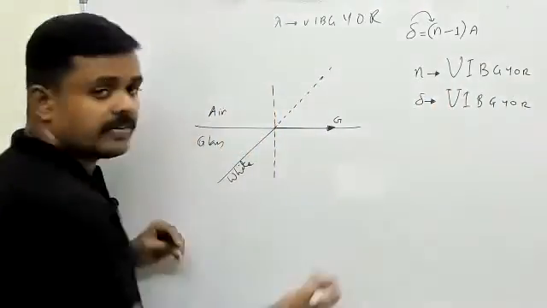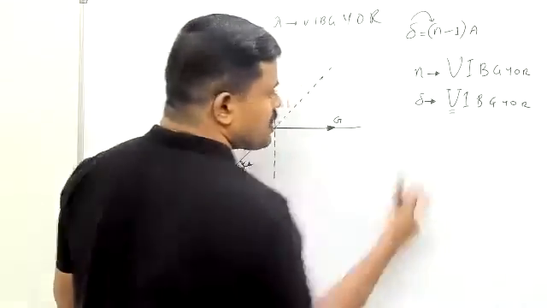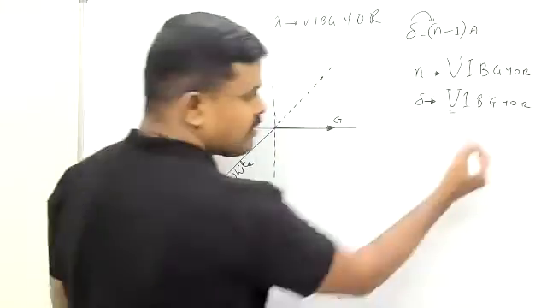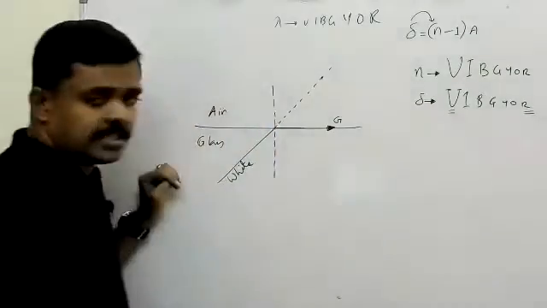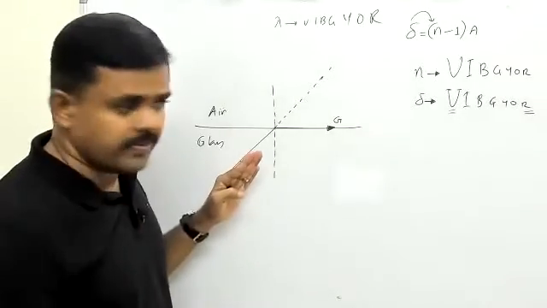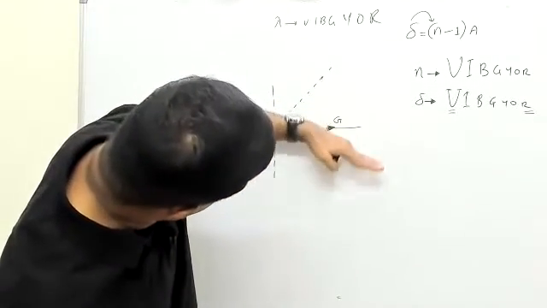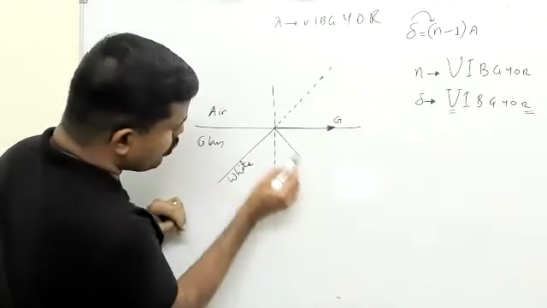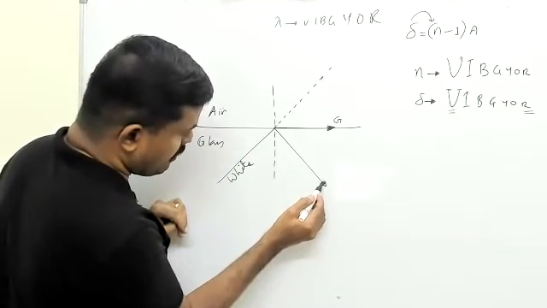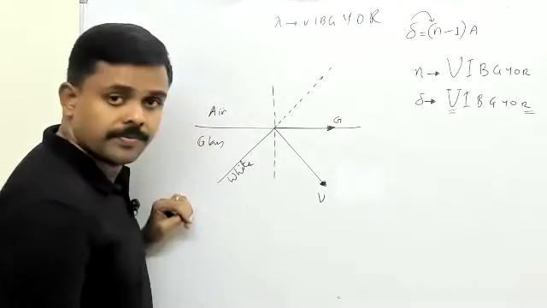So who has the greatest deviation? Violet is the most deviated. Who is the least deviated? Red is the least deviated. So this is the actual path. Violet is the most deviated, so violet should go at the bottom. This is violet, the most deviated one.